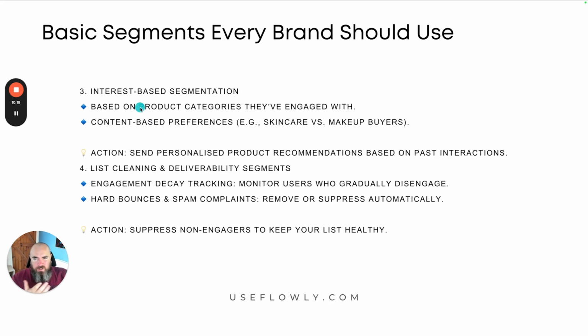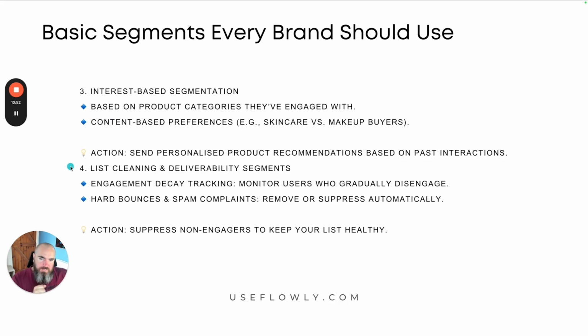And then content-based preferences. It kind of plays into the first thing I said. Are they looking at skincare? Are they looking at makeup? What can we learn about the browsing behavior on site? Can we see from the things they're looking at that maybe they're more interested in a vegan skincare range? That's worth looking at. Honestly, that could be getting into a little bit more advanced, but if you have a big list, definitely worth doing. And then send personalized product recommendations based on past interactions.